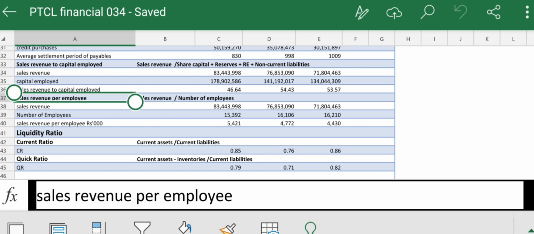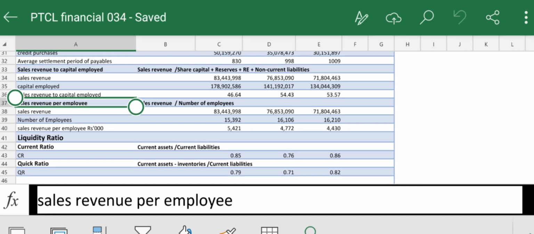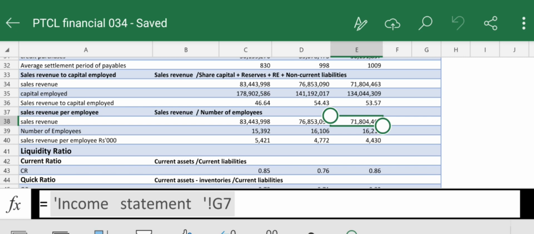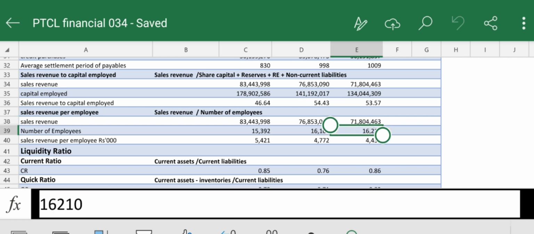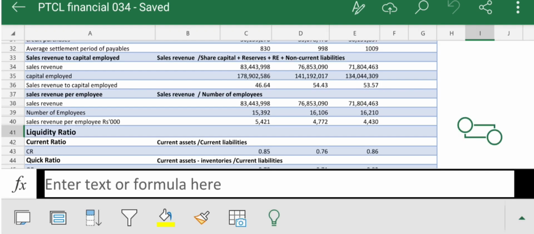Next, we discuss the sale revenue per employee. The formula is sale revenue divided by number of employees. In this ratio, we analyze how much sale each employee generates. Sales revenue comes from the income statement, and the number of employees is found in the reports. Then put them into the formula and get the answers. In 2020 it is 4.4 million, in 2021 it is 4.7 million, and in 2022 it is 5.4 million.